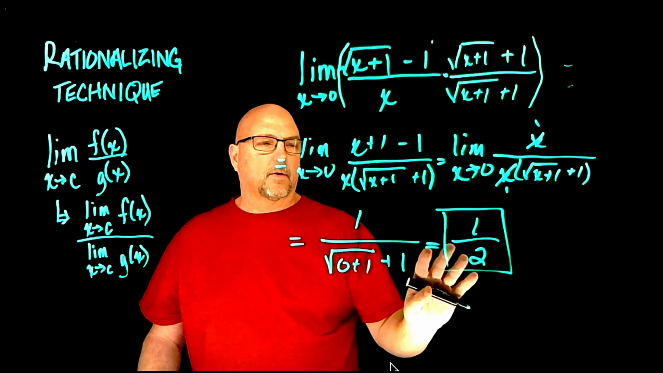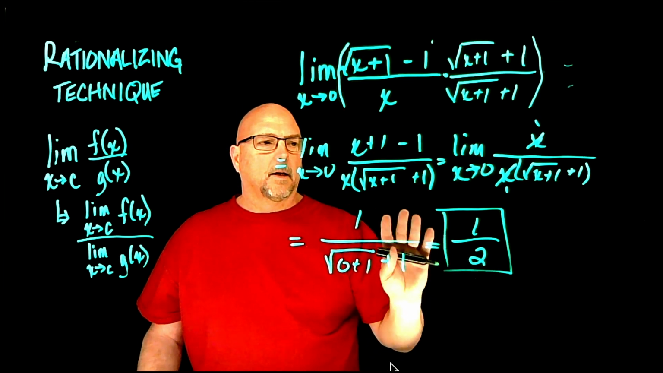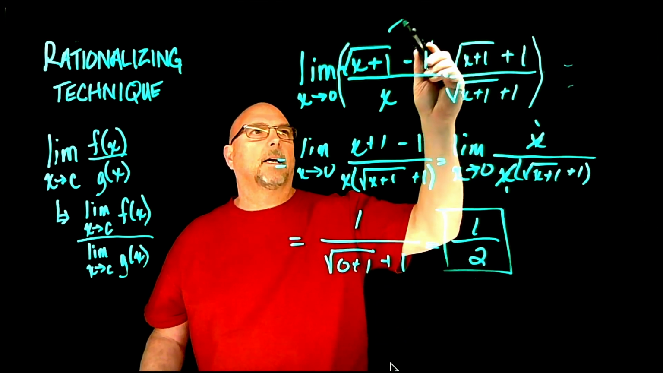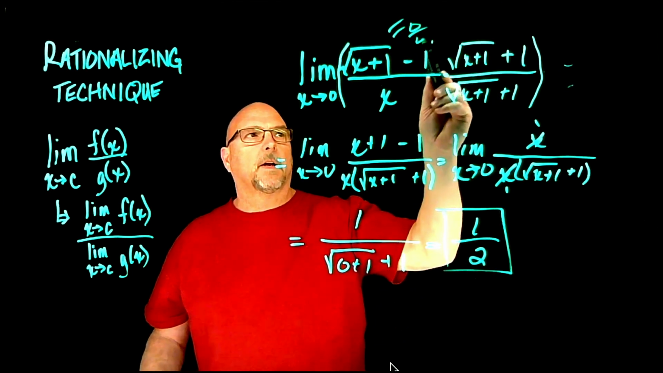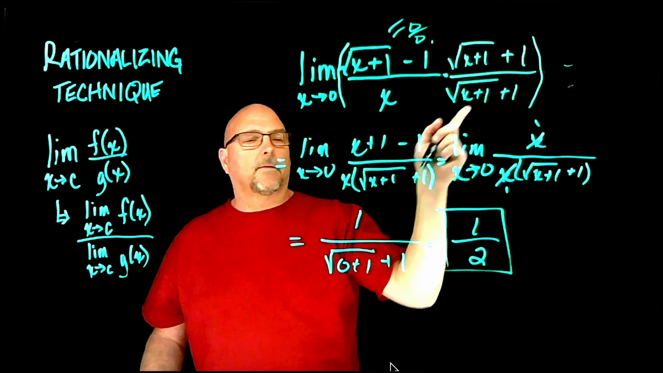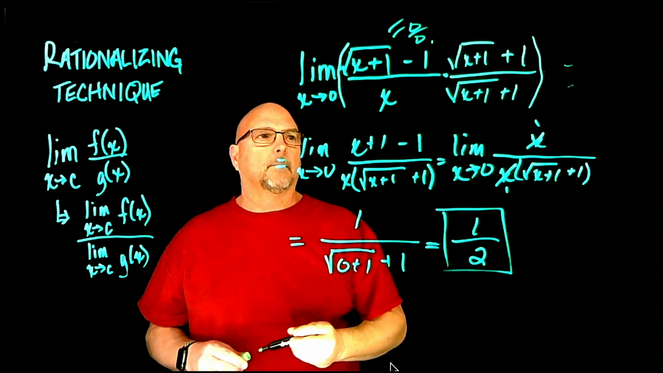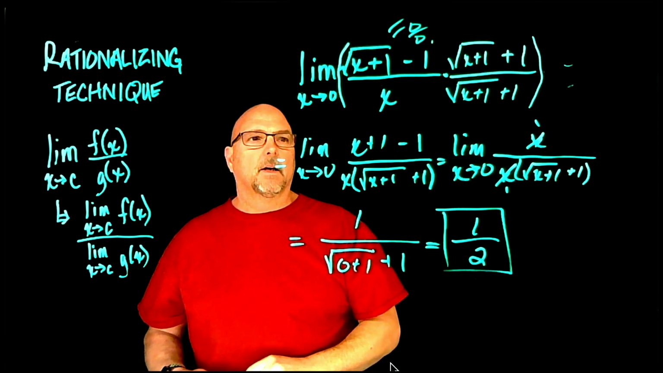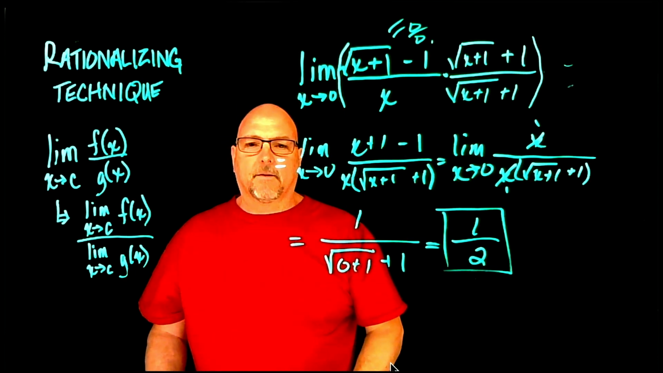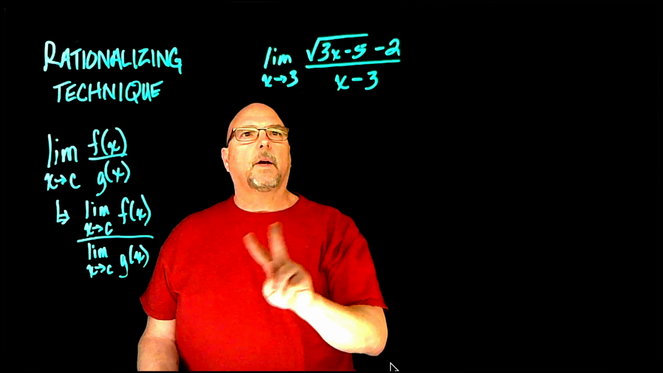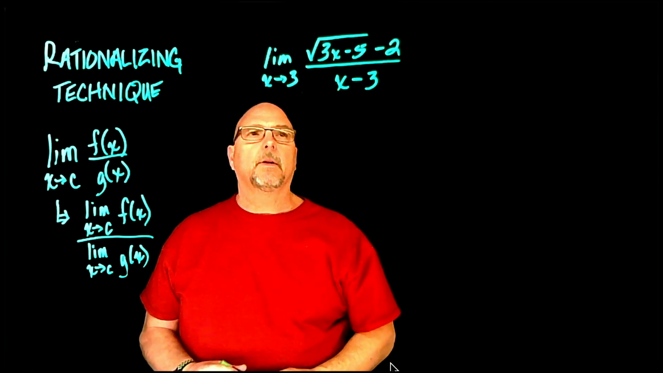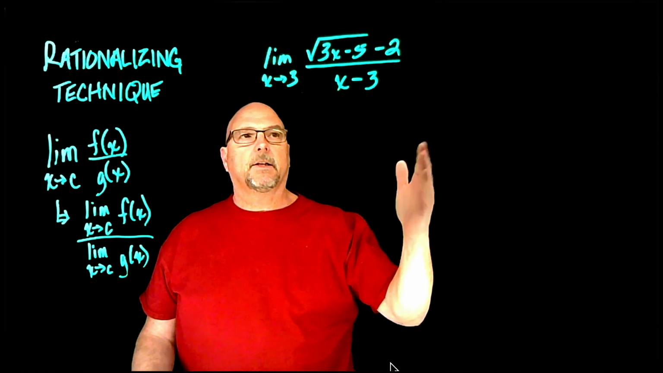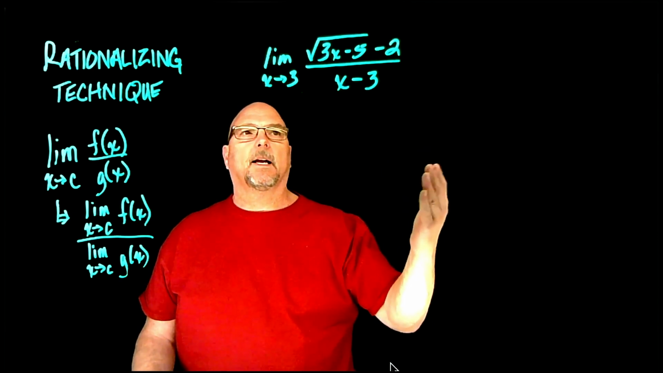So I'm going to show you a little bit different one. If you want to see other techniques that look for this to be a 0 over 0, you can watch a previous video right up here called the dividing out technique. I made a video on that. So hold on, we're going to look at a different problem now. Okay, so here's our second example. This one looks a little bit different. But it's going to use the same technique, this rationalizing technique.